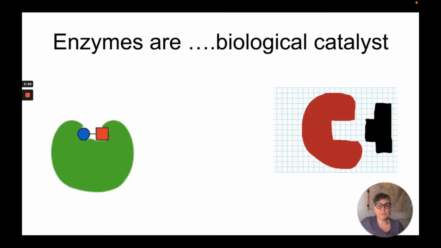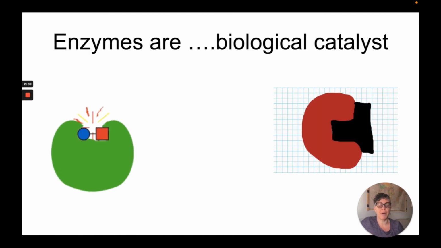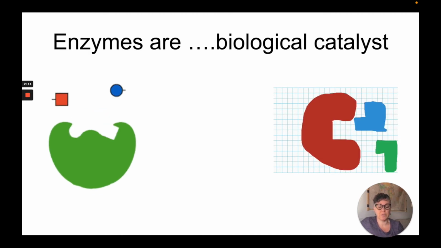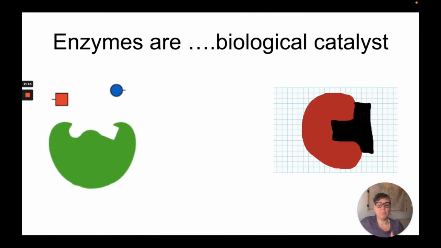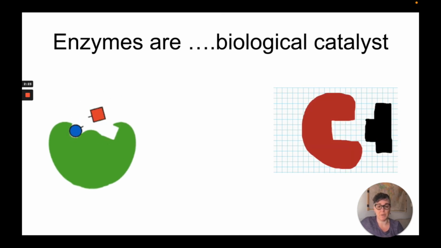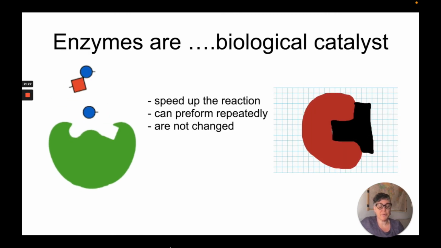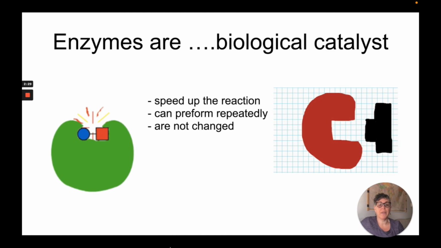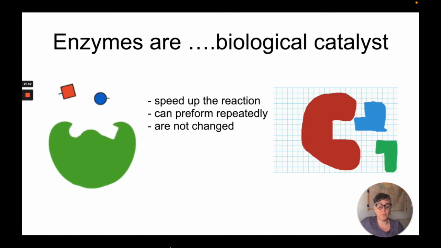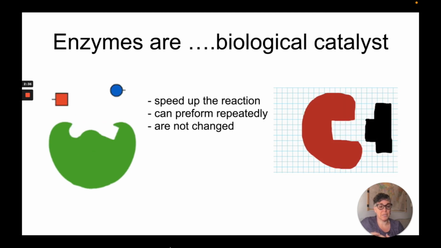As we have previously talked about in terms of the idea of catalyst, enzymes are biological catalysts. So typically in chemistry, a catalyst is a chemical that is used. But enzymes are biological catalysts because they are made up of biological material, that is amino acids. So they speed up the chemical reactions that we have already talked about. They can perform repeatedly over and over again, and they are not changed by the chemical reaction itself.